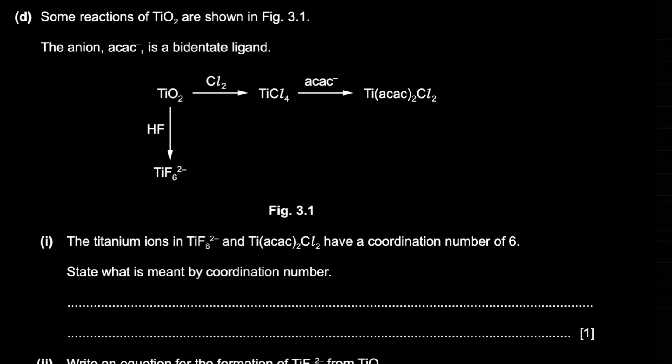The coordination number is the number of coordinate bonds, or dative covalent bonds, formed by the central metal atom or ion.